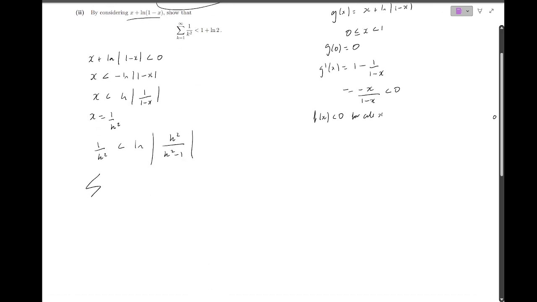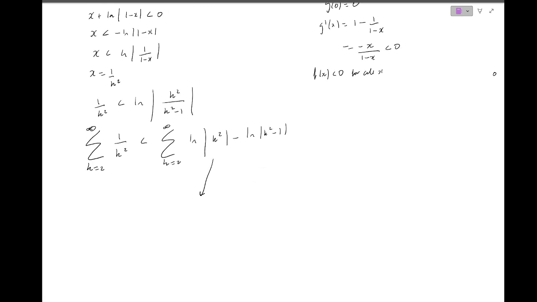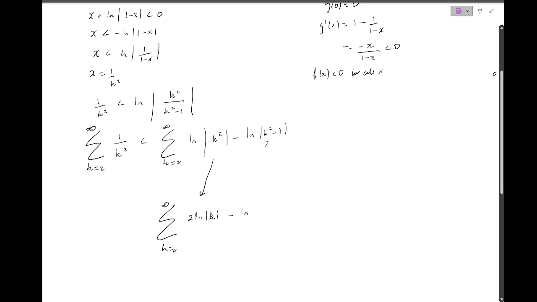So I'm going to take the summation from k equals 2 to infinity of 1 over k squared, which is less than the summation of k equals 2 to infinity of the natural log of k squared minus the natural log of k squared minus 1. Now we can simplify this further into the summation from k equals 2 to infinity of 2 natural log k minus, I'm going to split this up into its difference of 2 squares, so minus natural log k plus 1 minus natural log k minus 1.